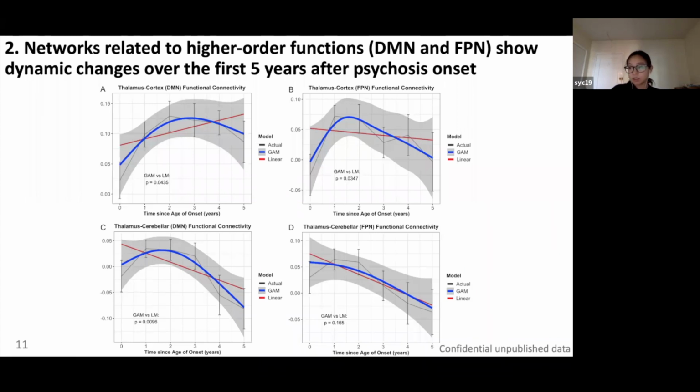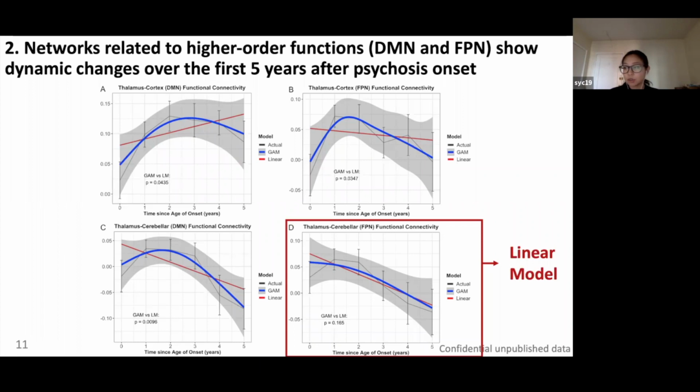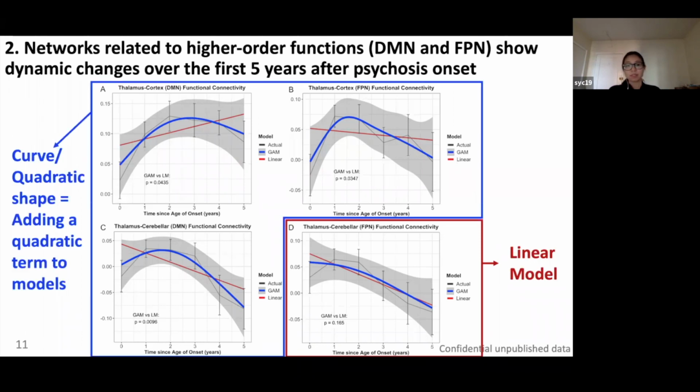So these figures here show a comparison between the GAMs and the linear model. And in the case here of the thalamo-cerebellar FPN functional connectivity, the GAM is not significantly better than the linear model. And so we conclude that this connection follows a linear trajectory. For the other 3 networks, the GAM is significantly better than the linear model at modeling the data. And this shows that these networks follow a curved trajectory. And what this means is that we add a quadratic term to our final mixed effects models.